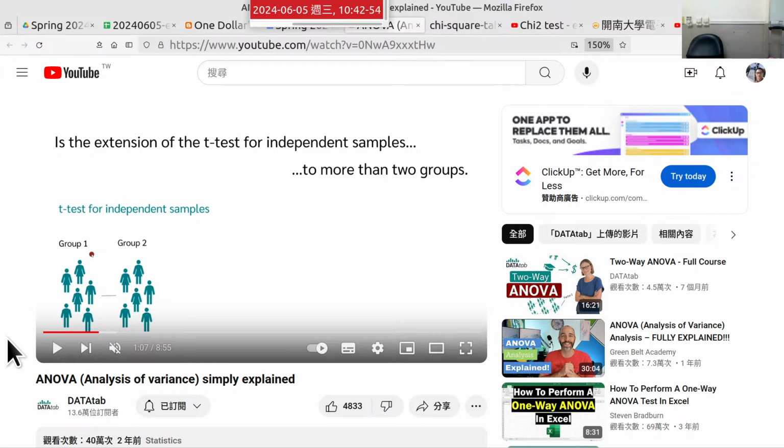When we compare only two groups, we can use the t-test. But if we have more than two groups, what can we do? We can use another tool called ANOVA. ANOVA here is analysis of variance.